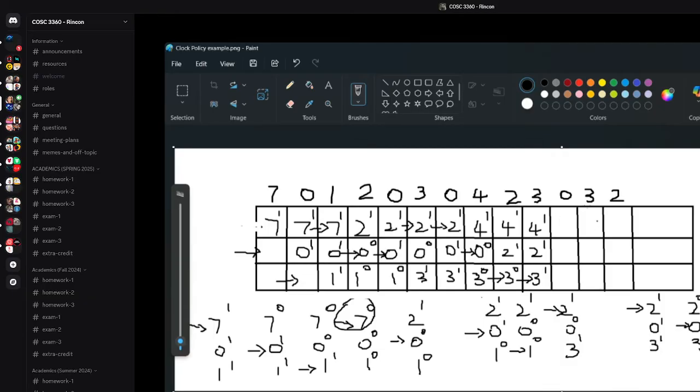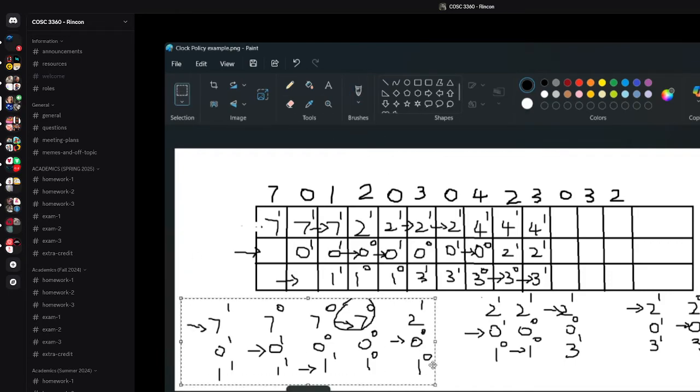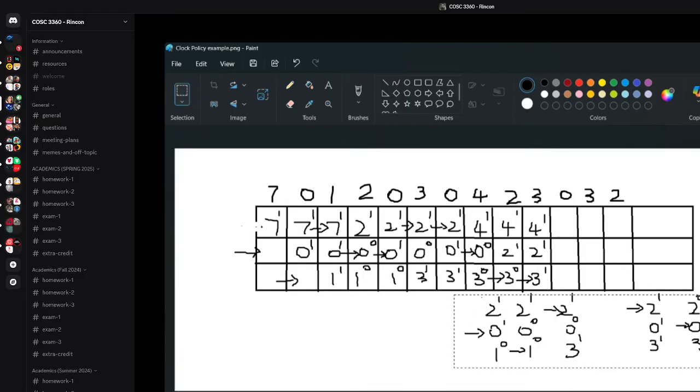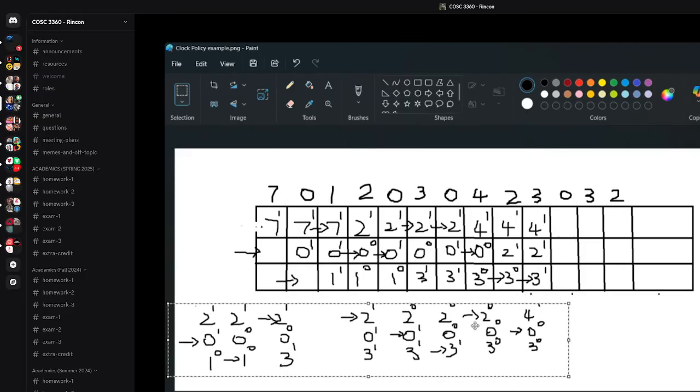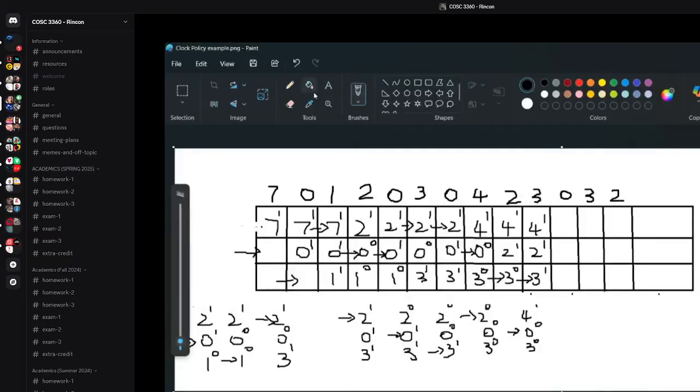Okay, and then right here, I'm just gonna do the whole process for 0 again. I'm gonna get rid of this. I'm gonna move this guy all the way there. Okay, here we go. So we're gonna write this process right here. So 4 use bit, 2 use bit, 3 use bit, and then we're gonna keep the pointer right there.